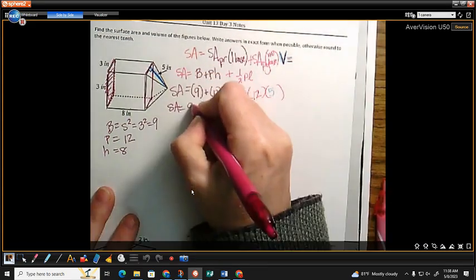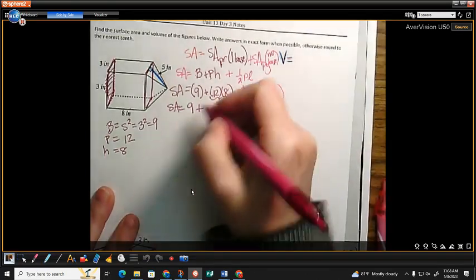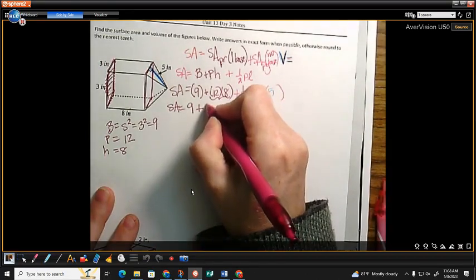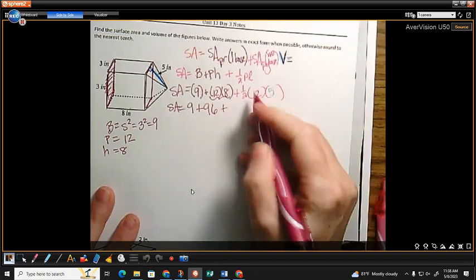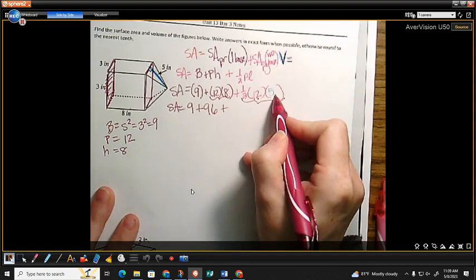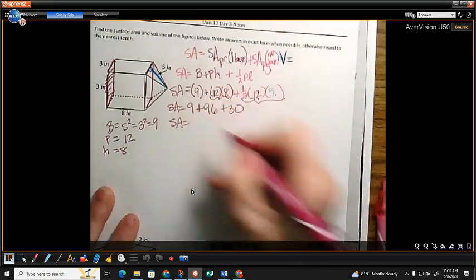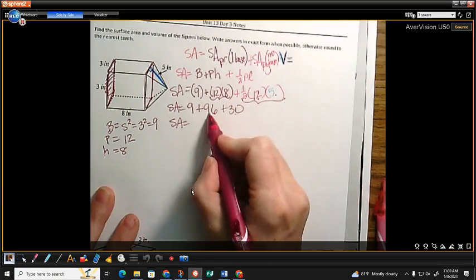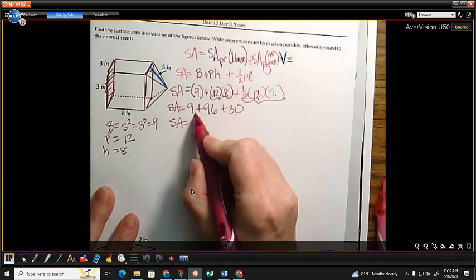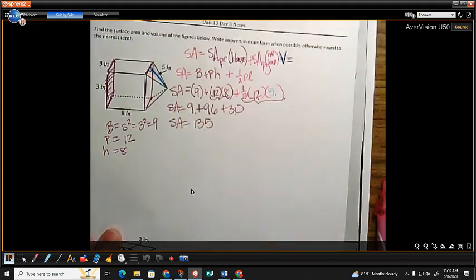Okay, I'm going to have 9 plus, what's the 12 times 8? 96. And then here, half of 12? 6. Times 5? 30. So my surface area will be 30 plus 96, that's 126, plus 9 is 135.